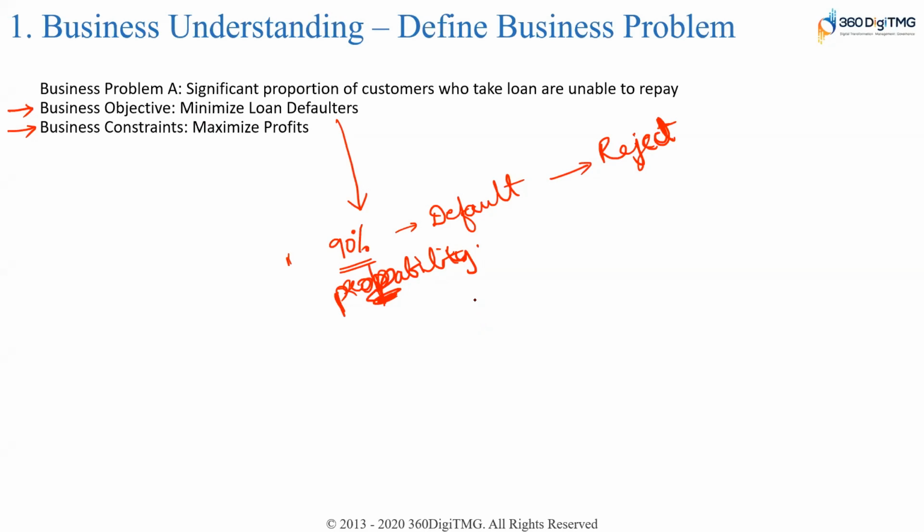Why is that so? Or they will not make profits. Their profits will shrink. Why? Because until and unless you approve a loan, until and unless you lend a loan, you would not get interest. If you do not get the interest money, then you cannot run your business. So your business constraint is very important.